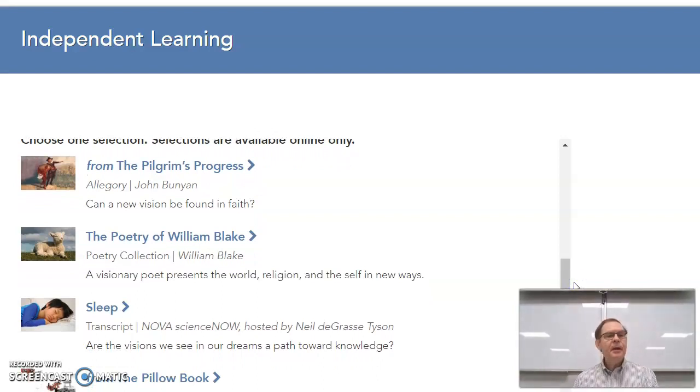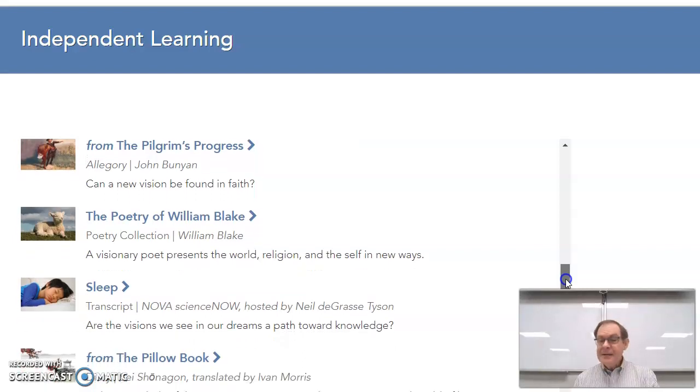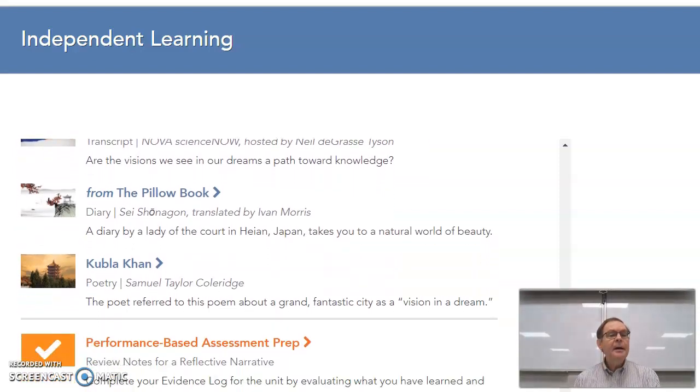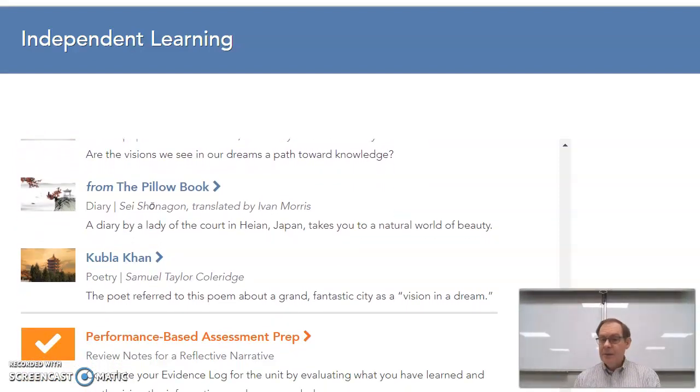A selection from The Pilgrim's Progress, the poetry of William Blake with The Lamb, the Tiger, and the Chimney Sweeper. You have a science article about sleep. You have a Japanese work, The Pillow Book. You also have a Romantic era poem, very imaginative poem, Kubla Khan, by Samuel Taylor Coleridge. So any one of those you are to pick out and to read.